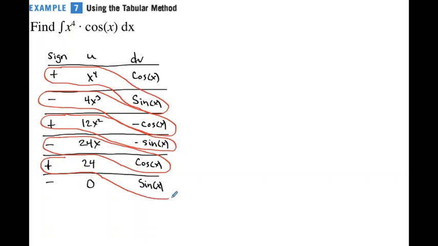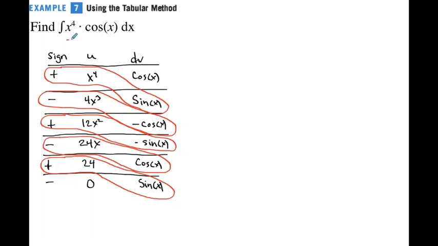And we multiply each of these components together. Now here, anything times 0 is 0. There's no need to go on anymore. And now we can see our first term to our answer is going to be a positive x to the fourth times sine of x. So let's write our answer here.